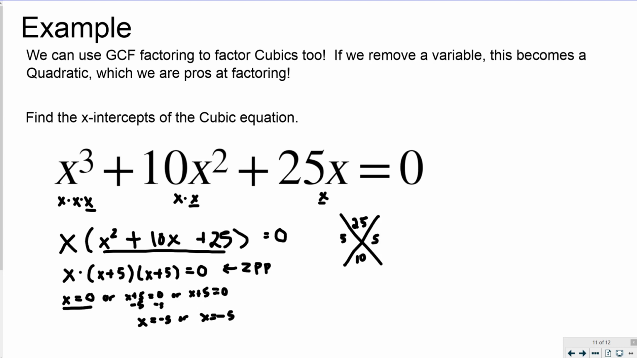So my three answers lead me to the x-intercepts of this cubic equation, and they are 0, 0 based on the first one, negative 5, 0, and then negative 5, 0 has some duplicity here, so it is the third zero as well.